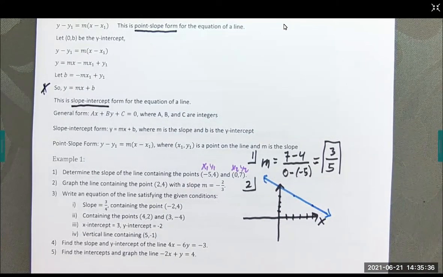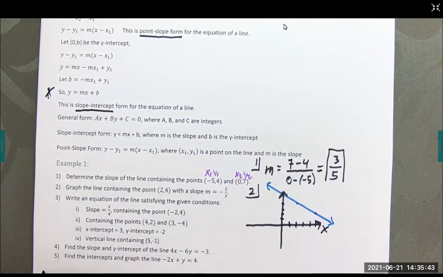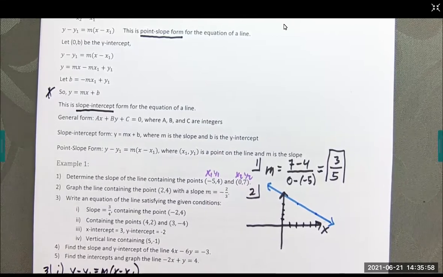Number 3 has several parts. So we're going to write the equation of the line. Part 1 has a slope of 3/4 and contains this point. I'm going to replace x sub 1 with the -2, y sub 1 with the 4, and the m with the 3/4. And we're going to finish in slope intercept form, is the hope.